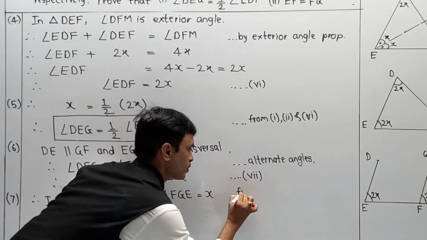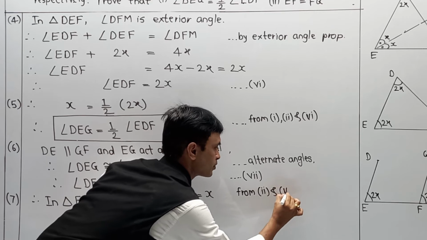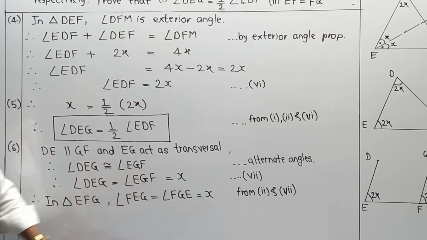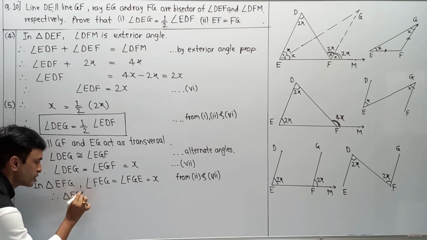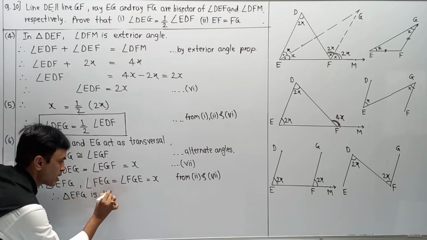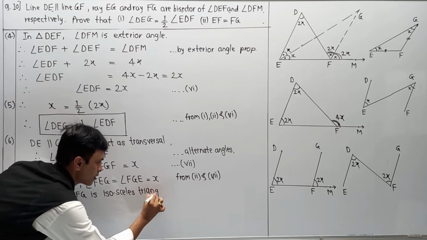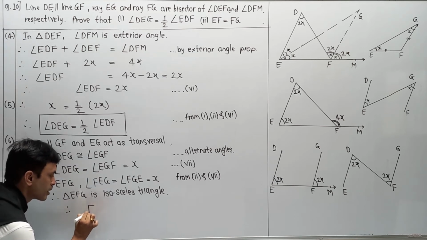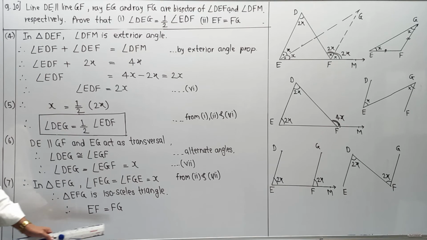So we have, from 2 and 8, or 2 and 7, these two angles are congruent in a triangle. Therefore, triangle EFG is an isosceles triangle. And naturally, we can say that EF is equal to FG. Therefore, EF is equal to FG, and it is your second and the most important answer.